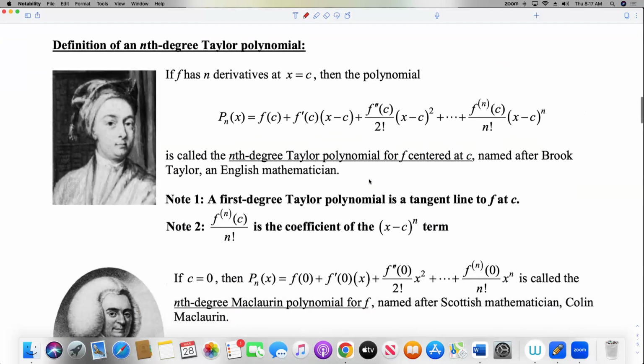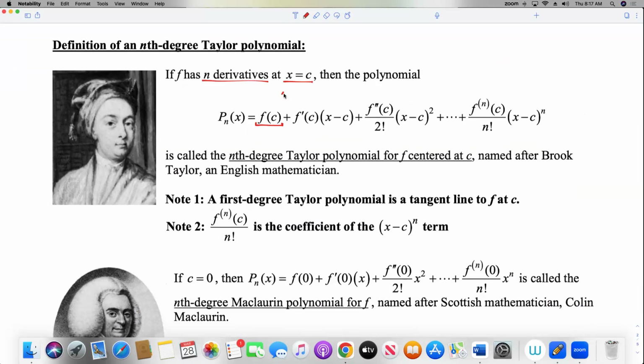Definition of nth degree Taylor polynomial. If f has n derivatives, that means I can keep deriving at some center c, then a polynomial in this form, where this right here is going to be just the constant. It's the coefficient, right?